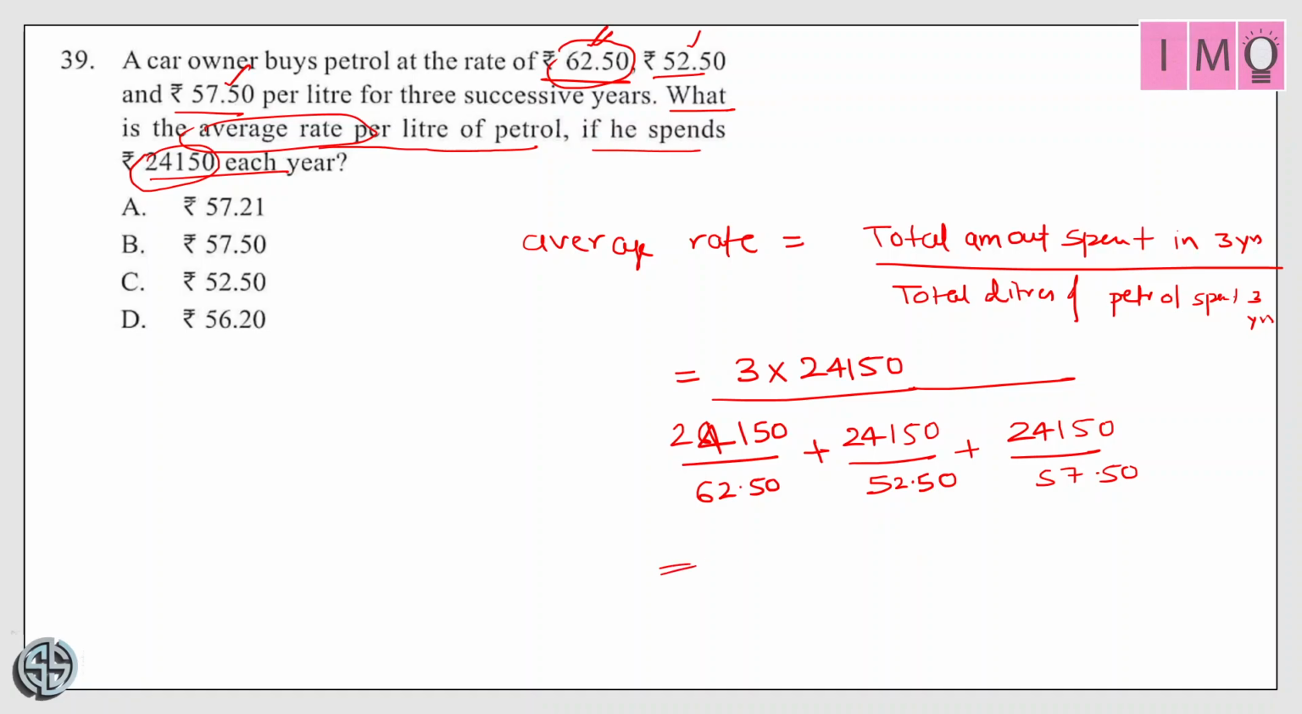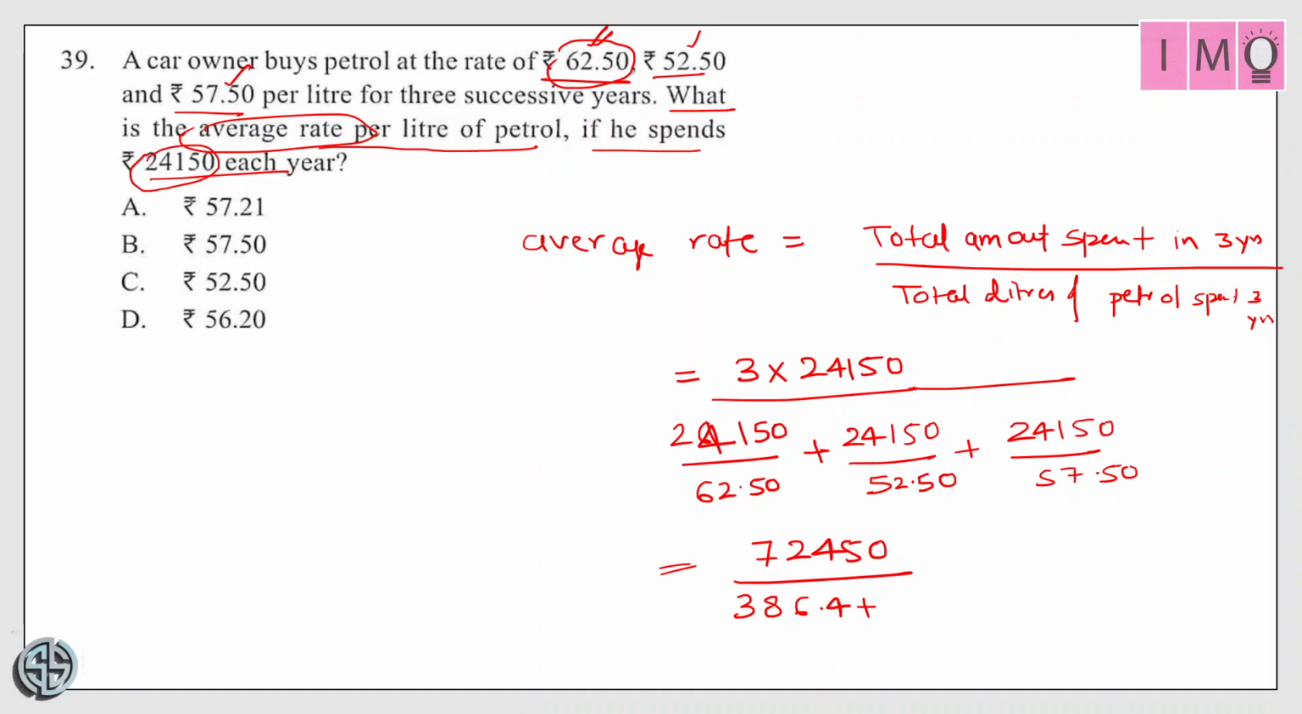Let's calculate 3 into 24150. It will be equal to 72450 rupees. Now let's find out 24150 divided by 62.5. The answer will be 386.4. Okay, this is the amount in liters that he has consumed for the first year, right?